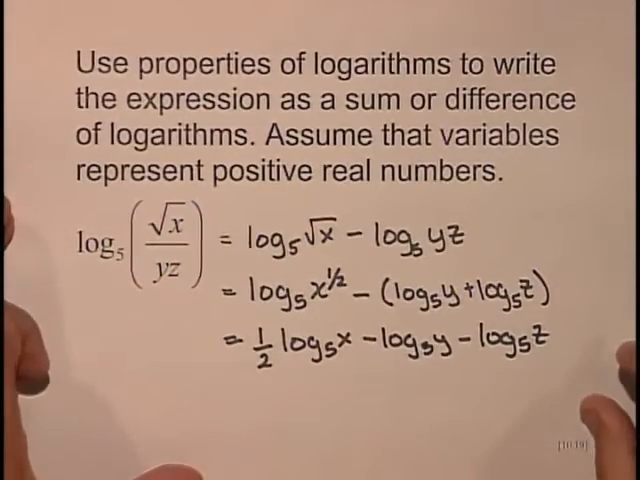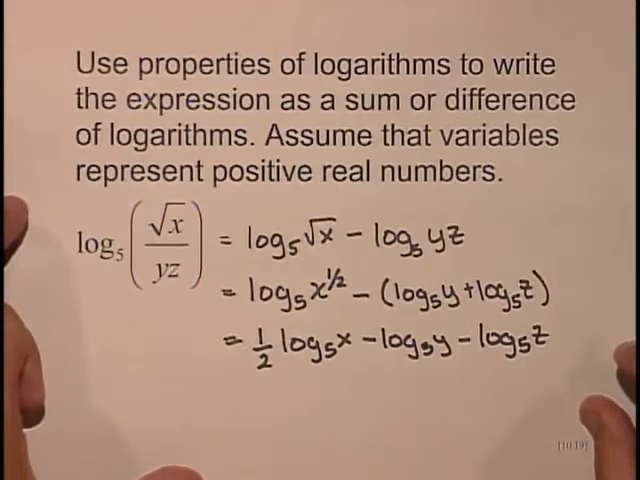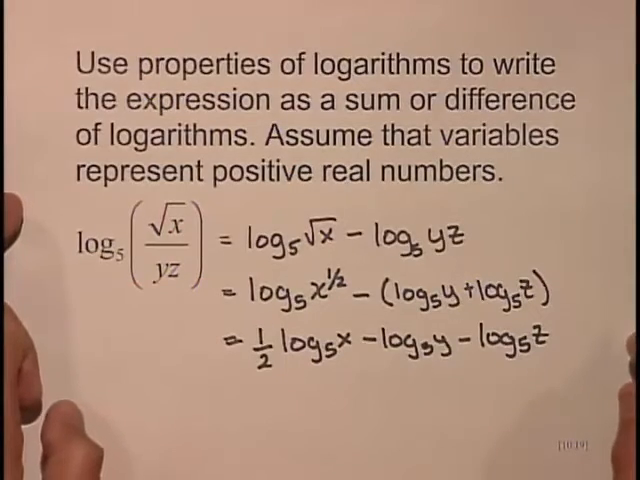So when we expand this expression using the sum and difference rules for logarithms, we get 1/2 the log base 5 of x minus the log base 5 of y minus the log base 5 of z.